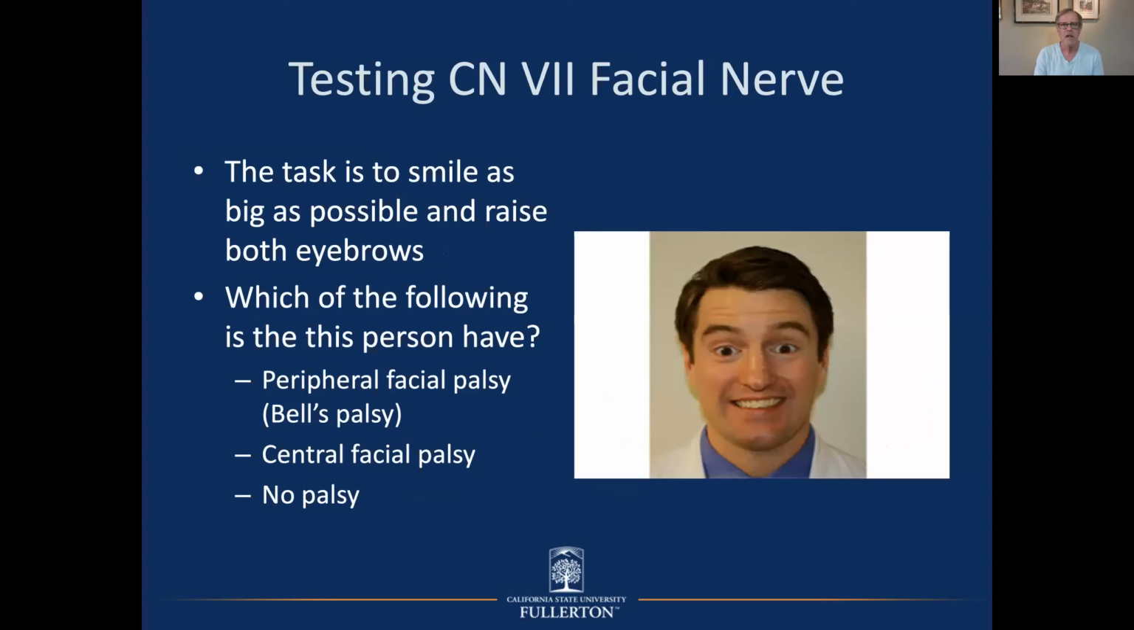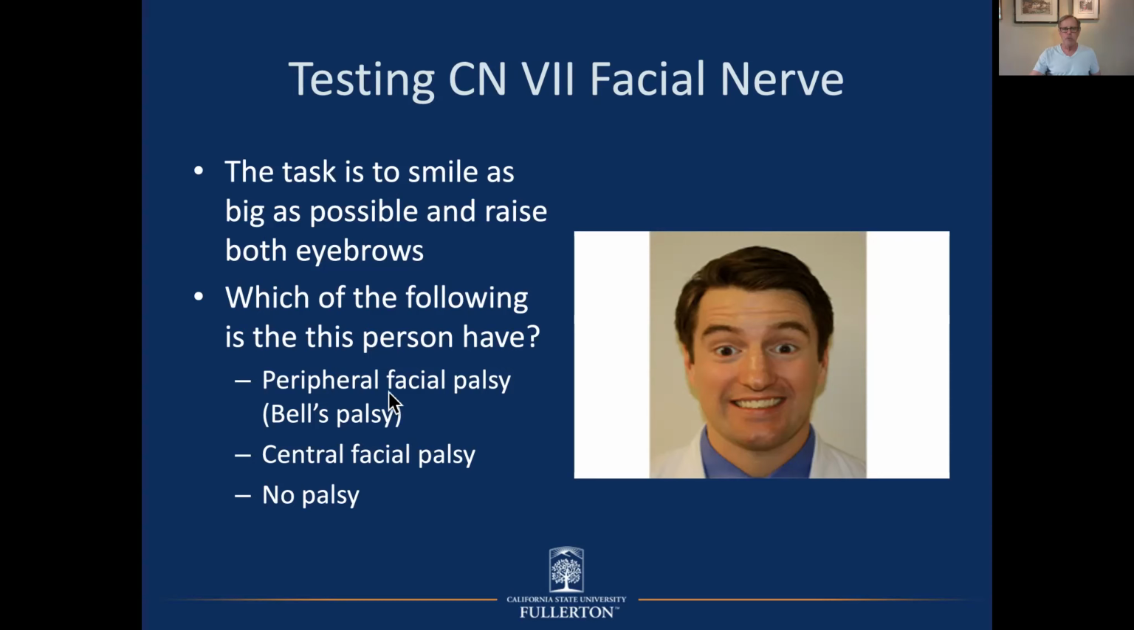All right. Now, how do we test this? We're going to test mostly for muscles of facial expression, and the task is simply to do two things: smile, and you can look at the symmetry of it, and raise your eyebrows. Here is a person smiling and raising eyebrows, and you can see that it looks normal. So this individual has no palsy. They have no 7th cranial nerve palsy at all.